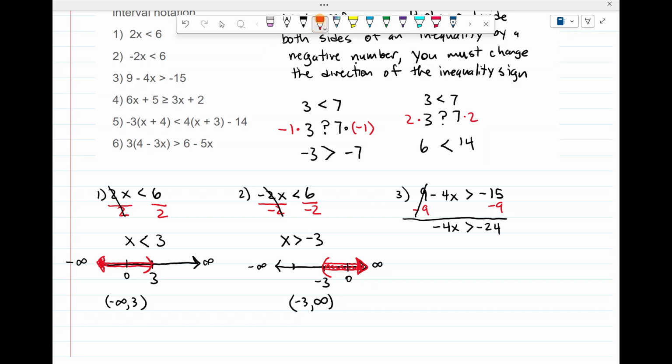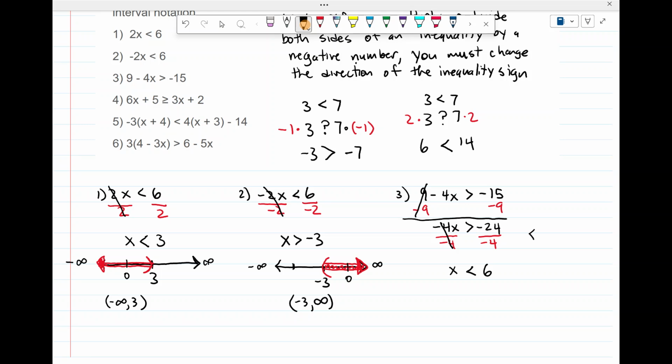Here, I'm going to divide both sides by negative 4. And notice, whenever you multiply or divide both sides, always pause for a second. Am I multiplying or dividing by a negative number? In this case, the answer is yes. So I'm going to switch the greater than to a less than sign. The negative 4's cancel out, and I'm left with x is less than 6.